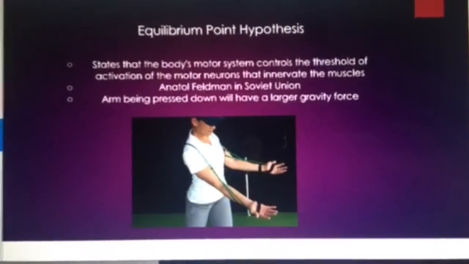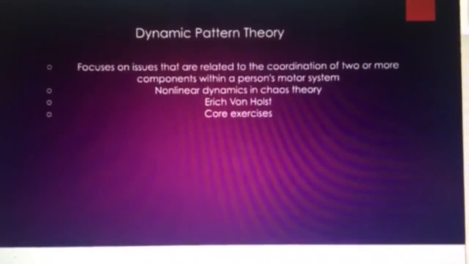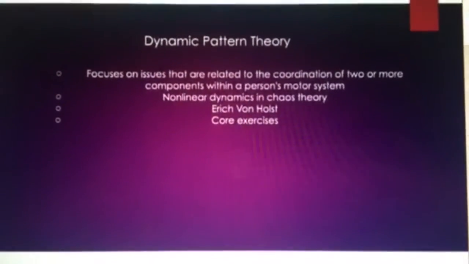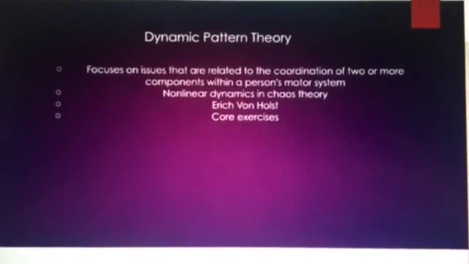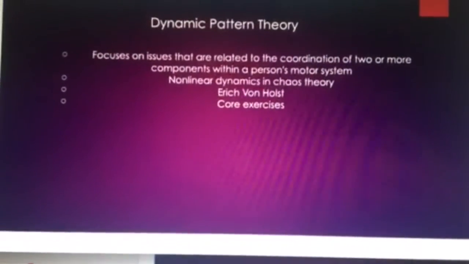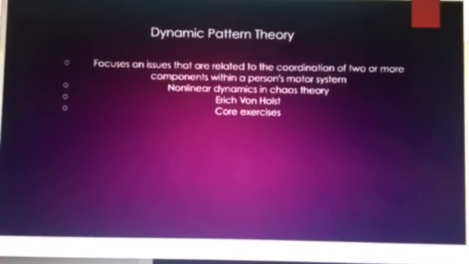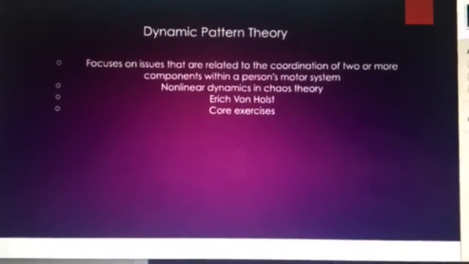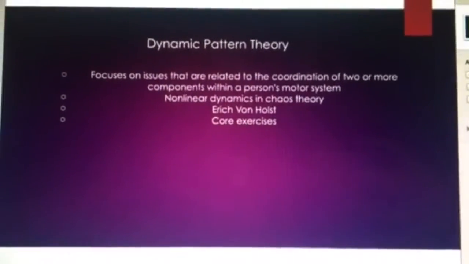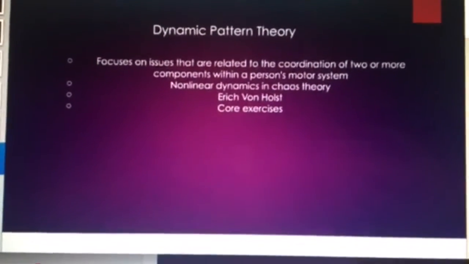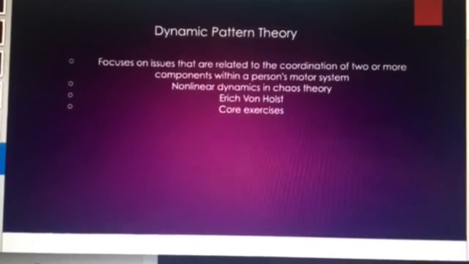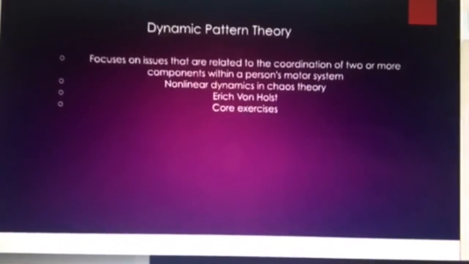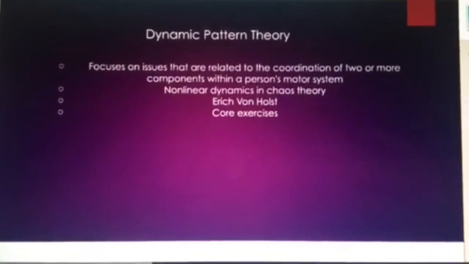The next theory is the dynamic pattern theory. This focuses on issues that are related to the coordination of two or more components within a person's motor system. These can be issues within the person's joints, muscles, neurons, etc., any part of the body. The dynamic pattern theory is based on the principles of nonlinear dynamics, which is more typically used in fields such as physics and mathematics. So this is also referred to as the chaos theory at times and within those fields.